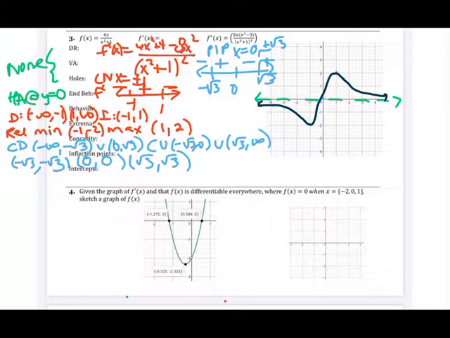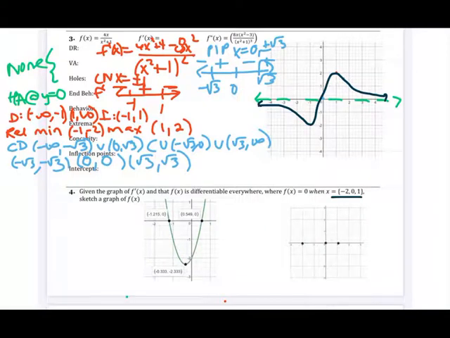Given the graph of f prime of x and that f of x is differentiable everywhere, where f of x equals 0 when x is negative 2, 0, and 1, sketch the graph of f of x. So this information over here is just giving us our x-intercepts. So why don't we go ahead and graph those, negative 2, 0, 0, 0, and 1, 0.